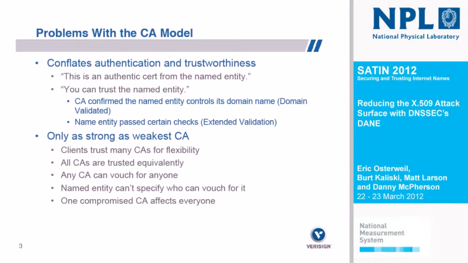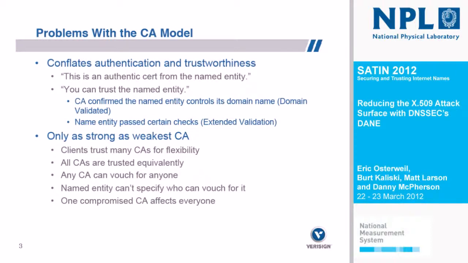The real issue with this model, though, is that it's only as strong as the weakest certificate authority. For flexibility, clients trust multiple certificate authorities. It depends on your certificate authority list, but around 150 is a reasonable number based on what you see in Mac OS or the Mozilla browser or the various different browsers. So you trust multiple certificate authorities for flexibility, and you also trust them equivalently. That's just the way this model has developed.